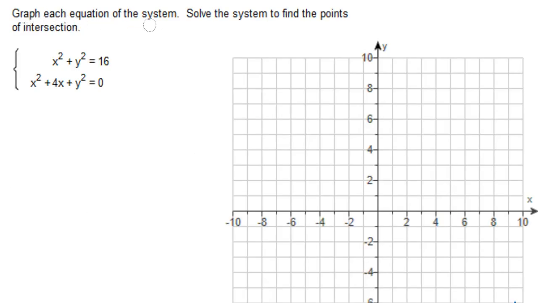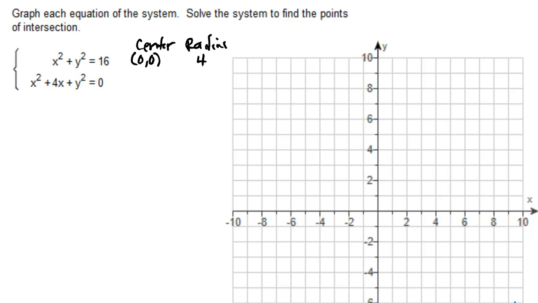Graph each equation in the system. Solve the system to find the points of intersection. So we have a system of nonlinear equations here. Looking at the first equation, I have x squared plus y squared equals 16. This is the format of a circle. So that first equation is a circle with center 0, 0 and radius of 4.